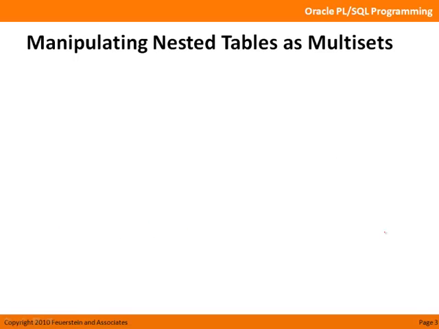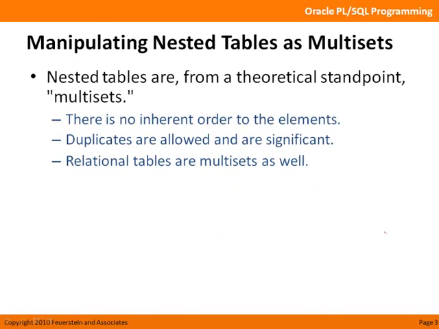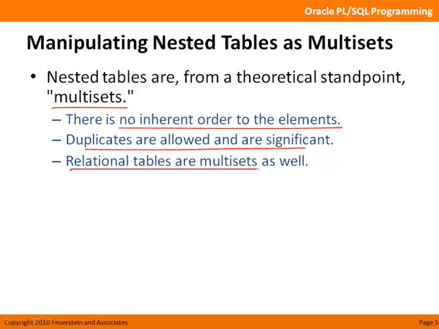So, manipulating nested tables as multisets, or set-level operations. First of all, from a theoretical standpoint, a nested table is a multiset. A multiset is a mathematical concept or structure in which there is no inherent order to the elements, and duplicates are allowed and are significant. For example, relational tables are multisets. Unless you specify an order by on your select statement, you're never guaranteed the order of the data you retrieve from the query. And of course, unless you have a unique index, you can have duplicates. Rows can have the same data in them. So relational tables are multisets.